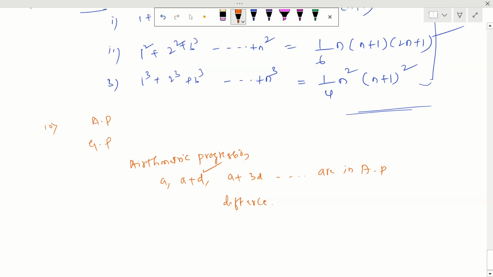The common difference d is the last number minus the first number. Difference means last number minus first number. So that is the difference.